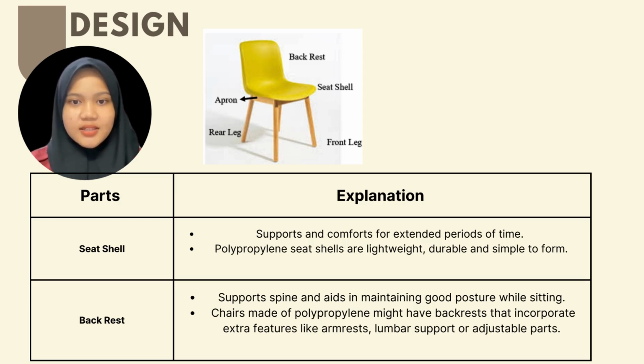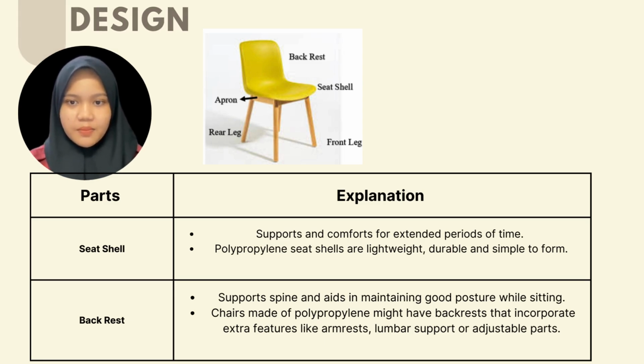For the seat shell part, the seat shell is made from polypropylene, ensuring a lightweight yet durable structure, and it provides comfort and adequate support for long-term use while being easy to maintain. The backrest is designed to promote good posture. The backrest supports the spine.